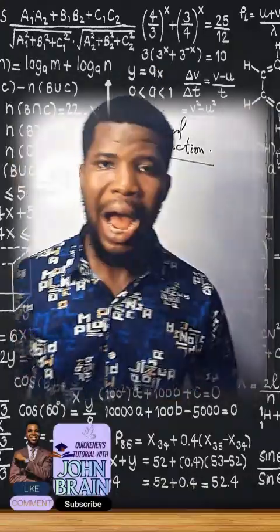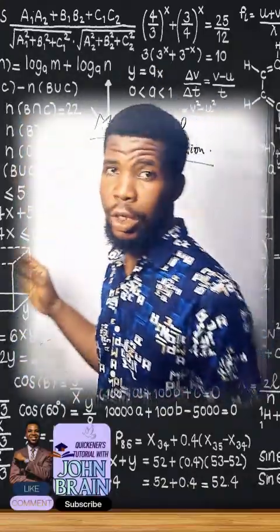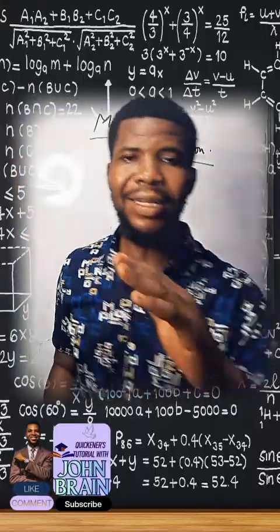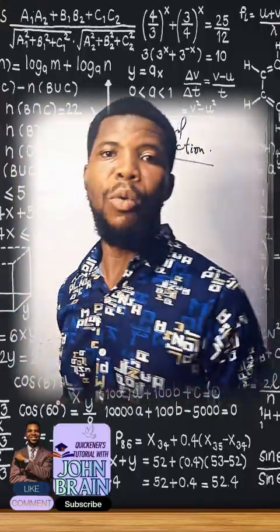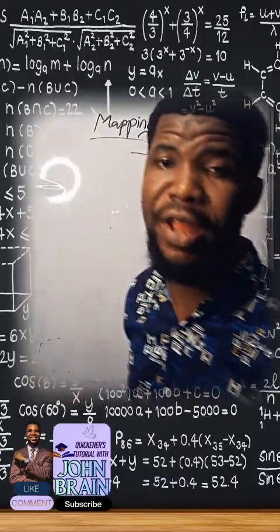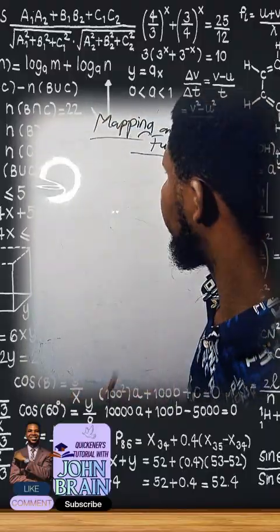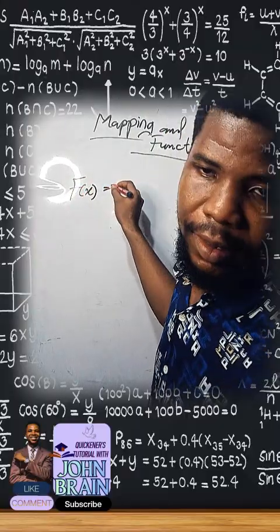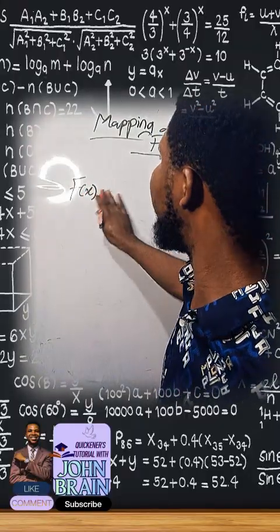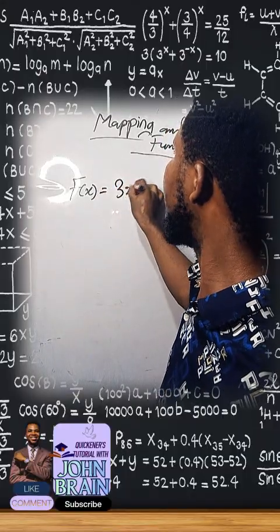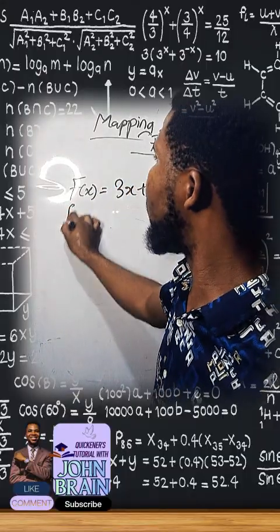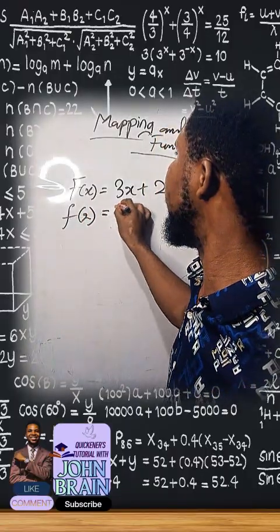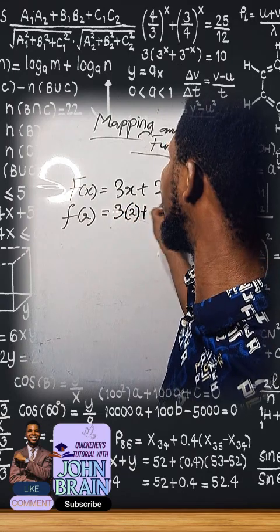Alright, very simple. I want to deal with mapping and function. So what is mapping and function? Let's start with function. That one will be very easy for you to understand. So when you say function, this is what it means. If I say f is a function of x, and the function is defined by 3x plus 2. Now, if I have f of 2, I will get something like this, 3 times 2 plus 2.